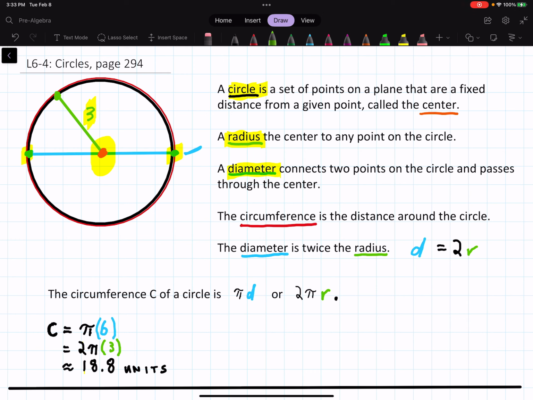From this center point out is always going to be 3, the size of the radius, and we know the radius is 3 right here. So this point out is 3, but this point out the other way is also 3, and the diameter always is twice the radius, or 2 times 3, or 6. So you can see down here that the diameter is always twice the radius. And so there's a little formula, D equals 2R.